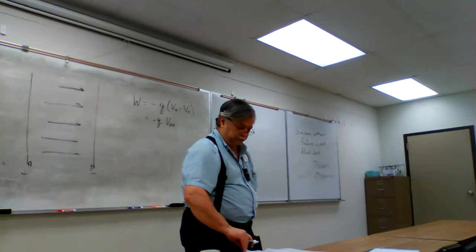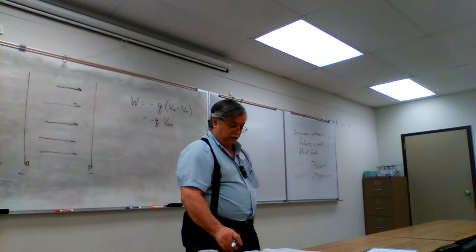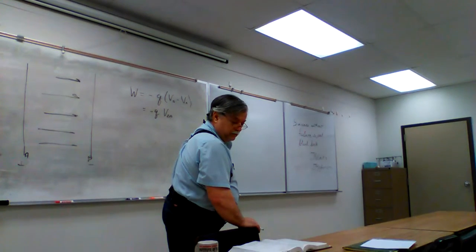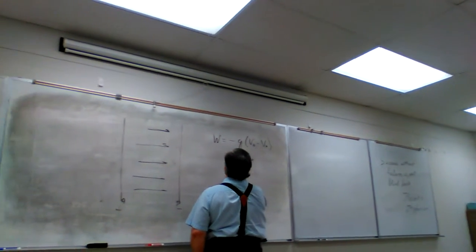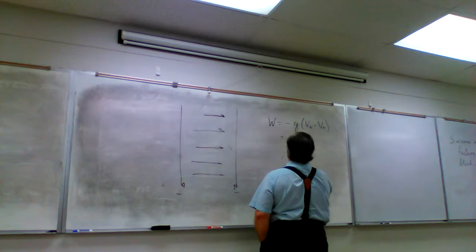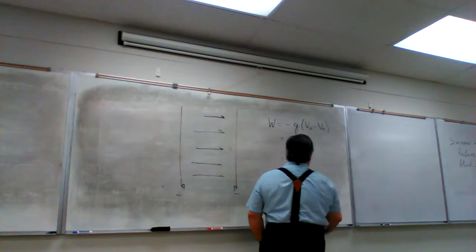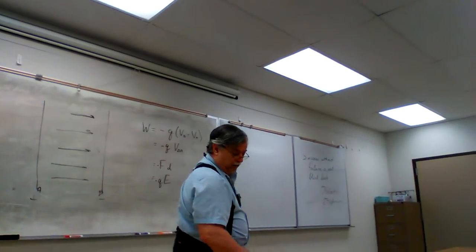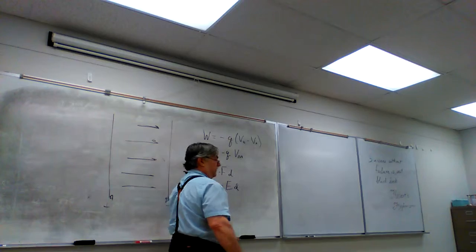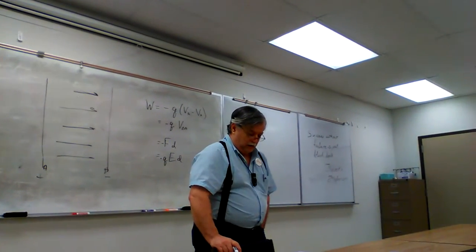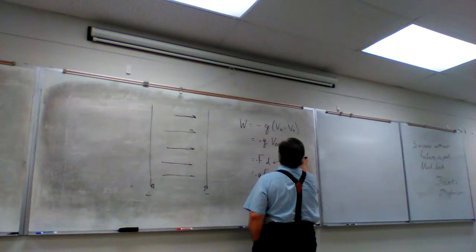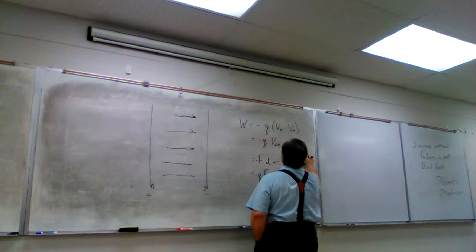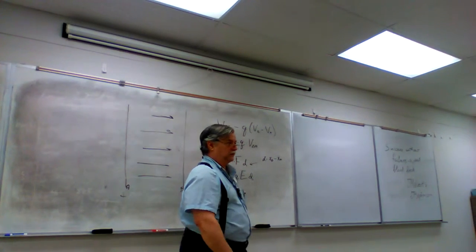Now, we can also write the work done as force times distance, where the force on Q is Q times E. And that force is multiplied by that distance, where the distance here, D, is the distance from B to A, between the points A and B.